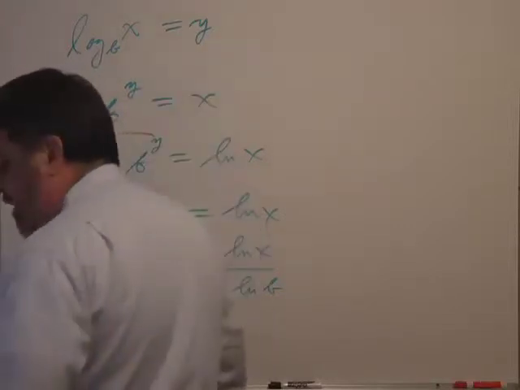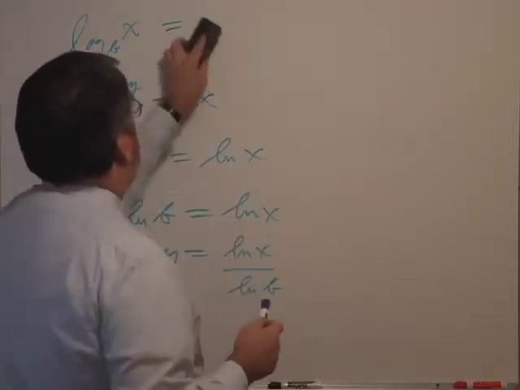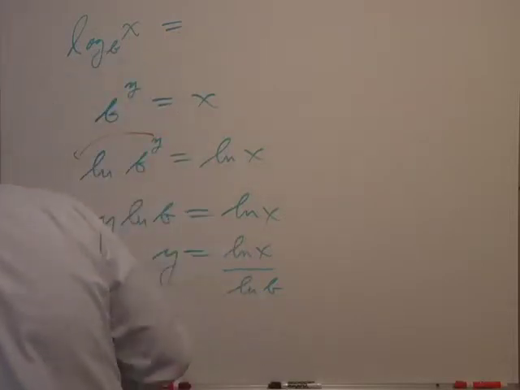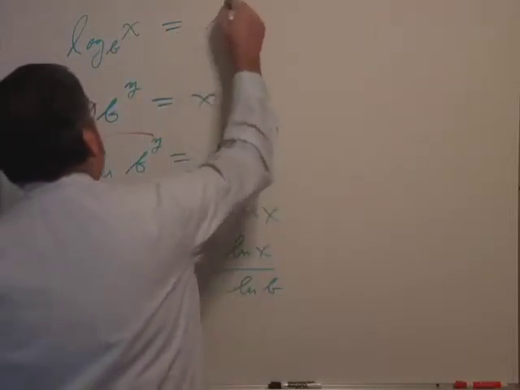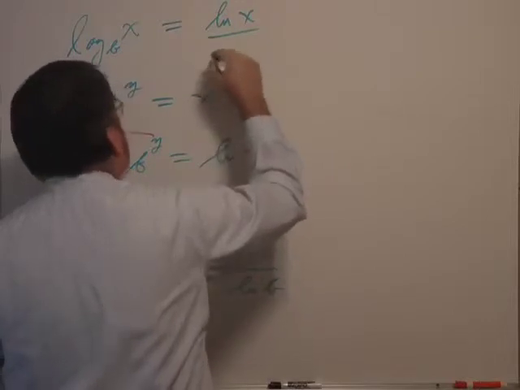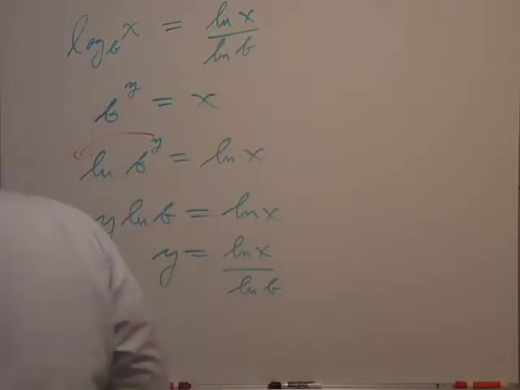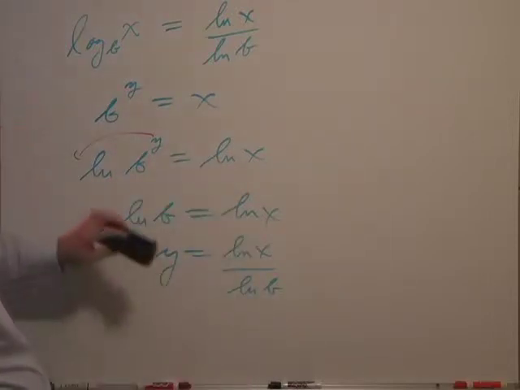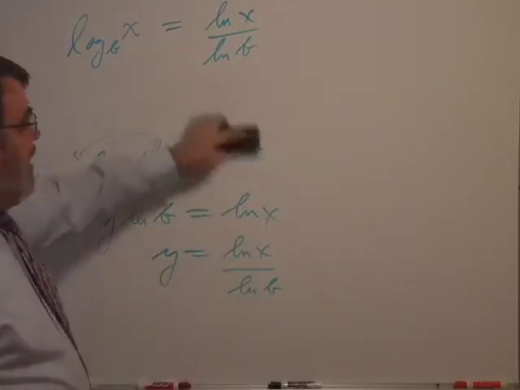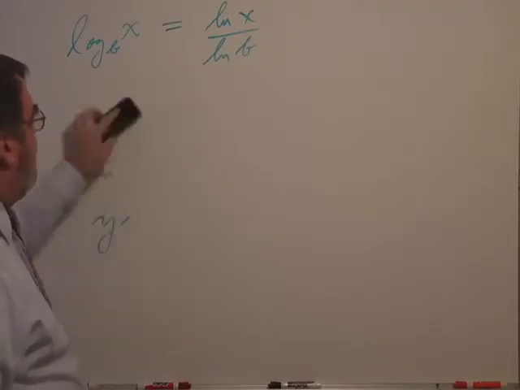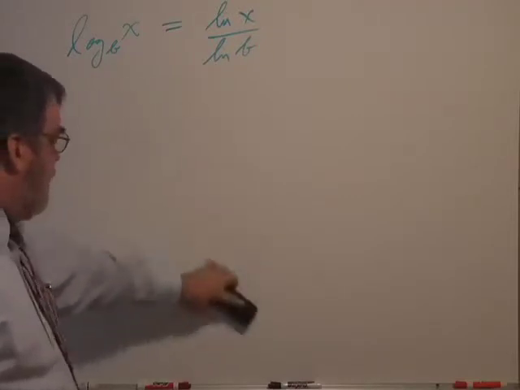So this gave us a different way of calculating this quantity here. So I'll rewrite this up here. I'm going to replace y with what we came up with. It's the natural log of x over the natural log of b. And I'm going to erase the stuff below it. But anyway, that's the key result we're looking for.